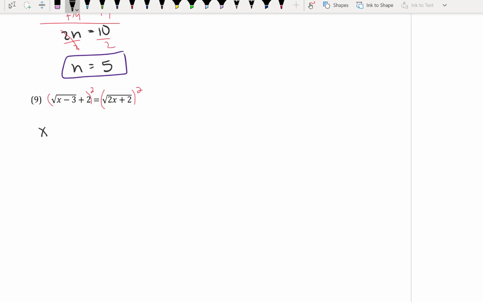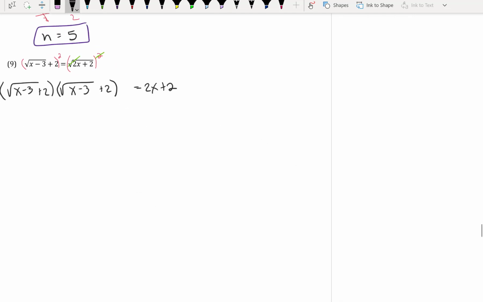So this is really x minus 3 inside my square root plus 2 times my x minus 3 inside my square root plus 2, right? It is written twice, right? So that means I have to FOIL that out. And it is equal to, and the square root and the square cancel, so we're left with 2x plus 2.